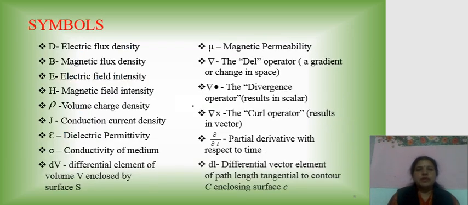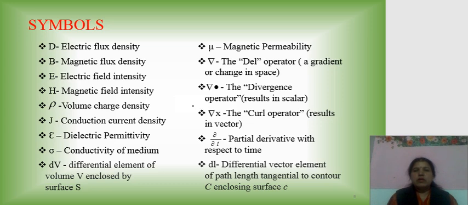Symbols used in the equations. Before going to the equations, it is a must that you know the symbols used. D is electric flux density. B is the magnetic flux density. E is electric field intensity. H is called magnetic field intensity. Rho is the volume charge density. And J, you know, is the conduction current density. Epsilon is dielectric permittivity. Sigma is called conductivity of the medium. Mu is the magnetic permeability.